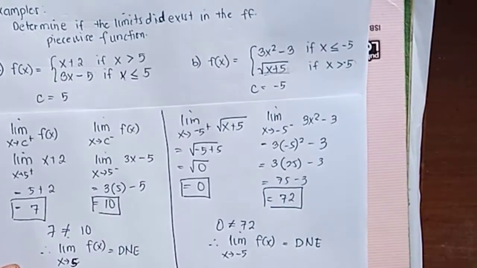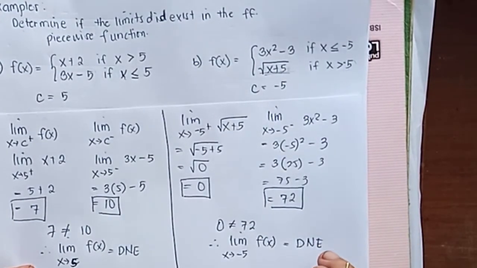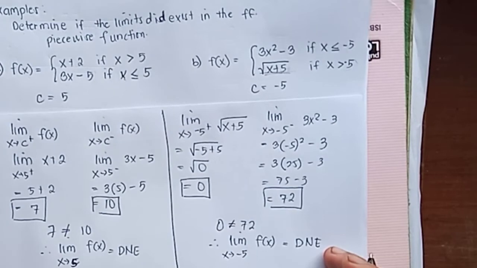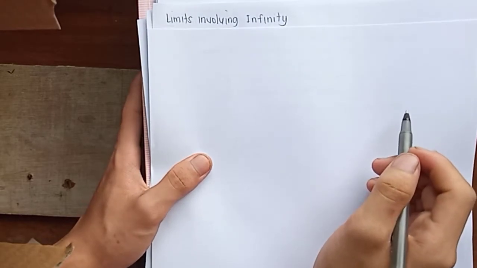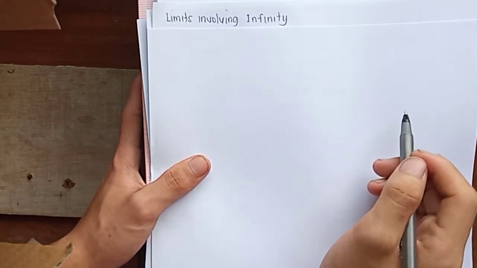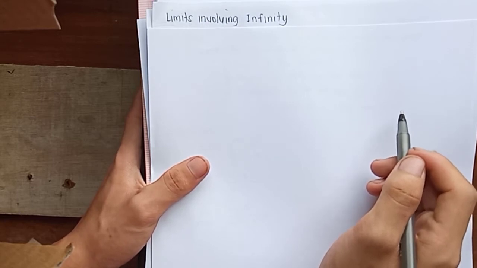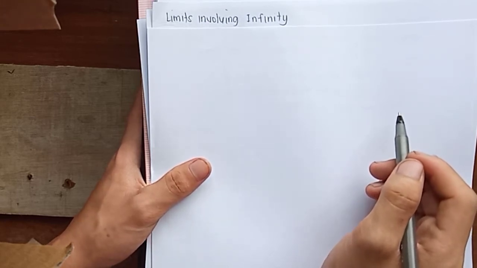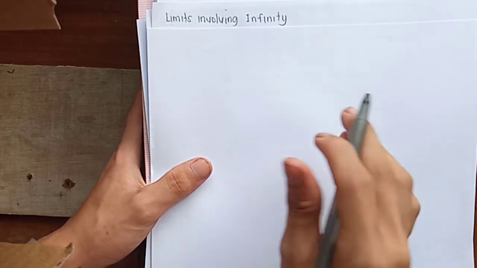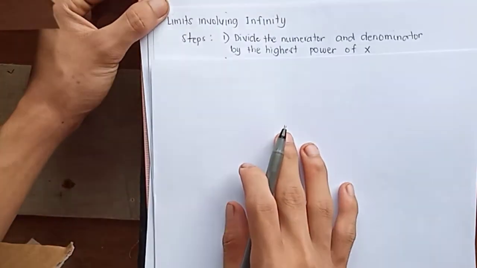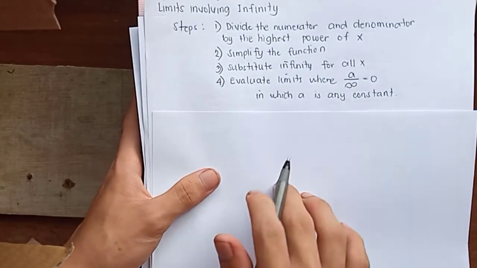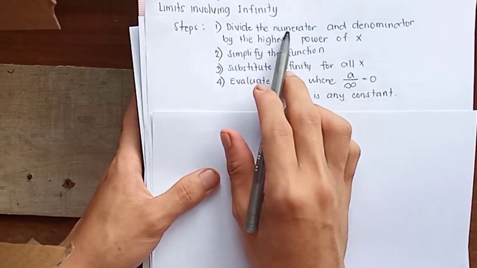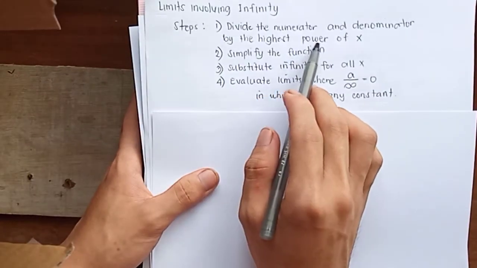So, that is how you prove if the limit exists or does not exist in a piecewise function. Okay, now let us focus on the limits which involve infinity. What are the limits where x approaches infinity? So, let's have the steps to find the limits involving infinity. The first step, we have to divide the numerator and denominator by the highest power of x.